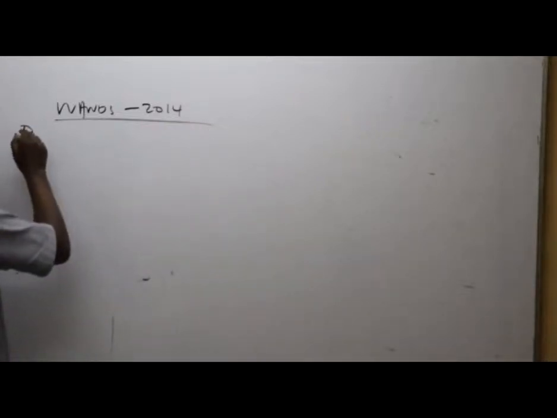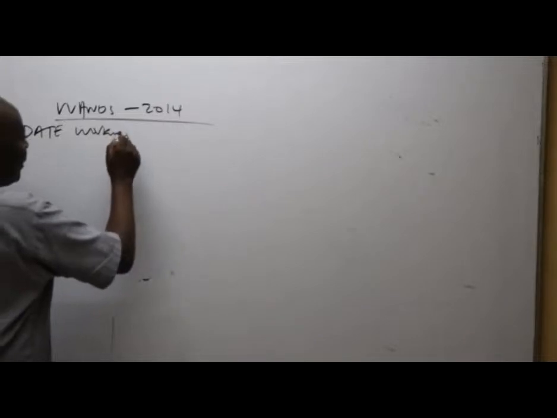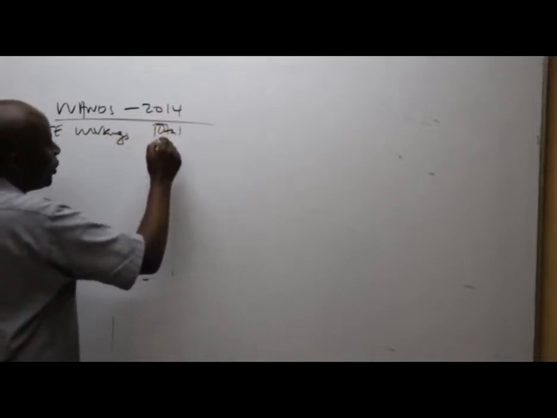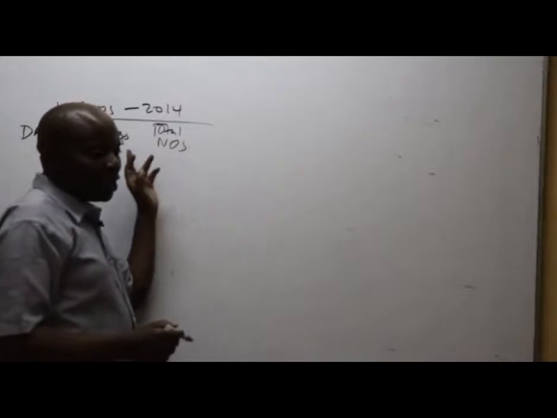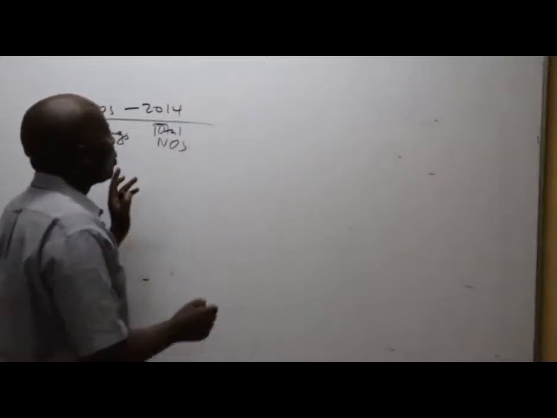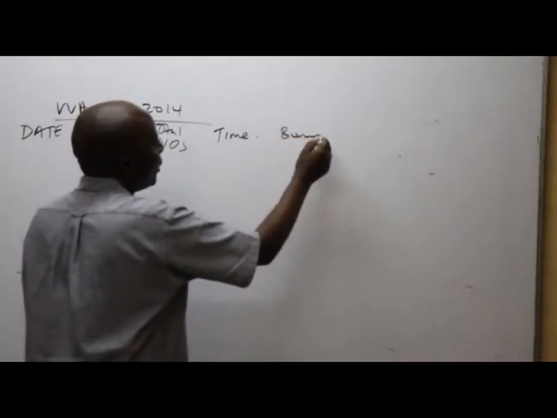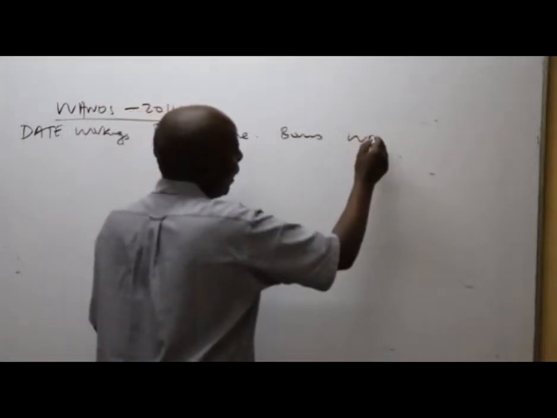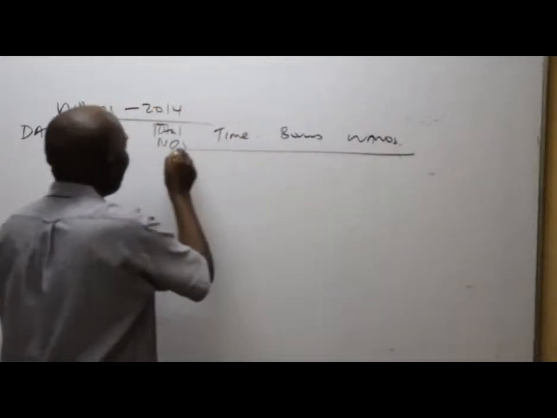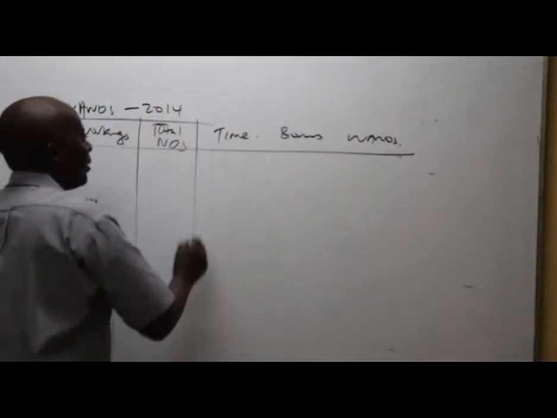So remember, we have the issue of the date, the workings like that. We have the total nos. Remember that the total nos, this is what we call the cumulative number of shares, right? So we have in this case here the time, we have the bonus fraction, and then lastly, ladies and gentlemen, here we have the one-nos. Ladies and gentlemen, I beg to stop this class.